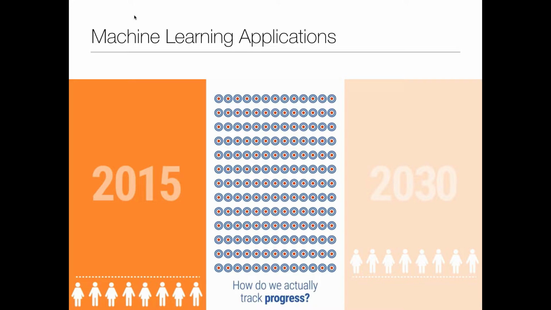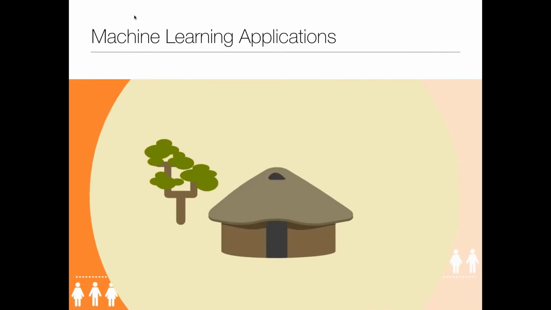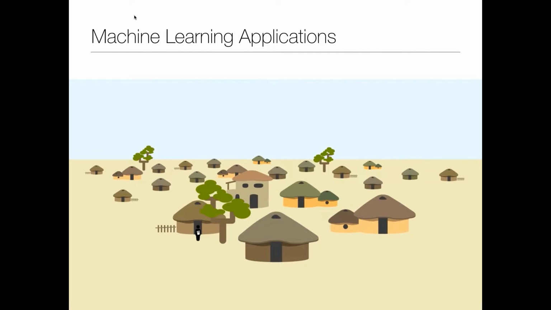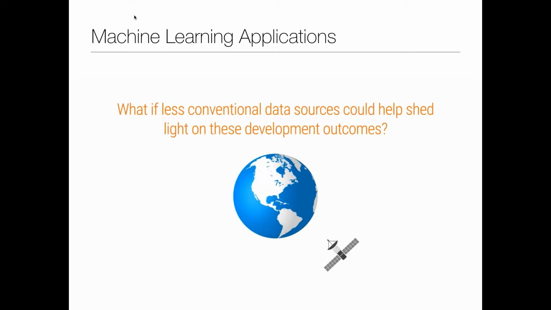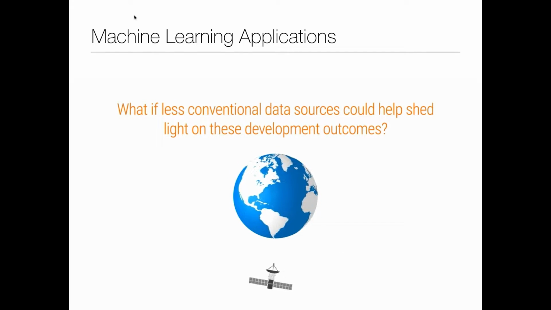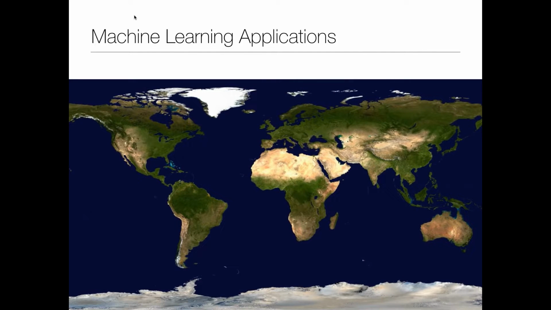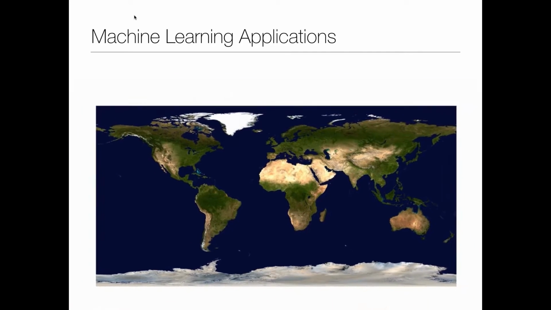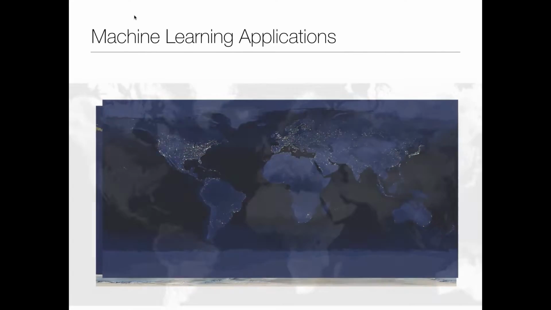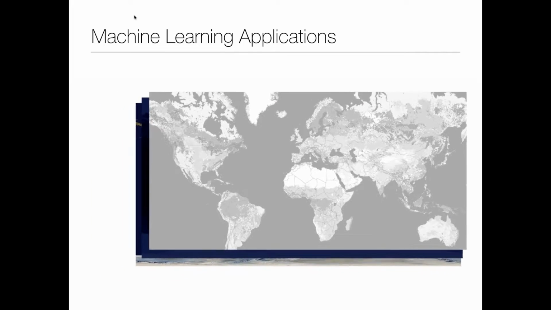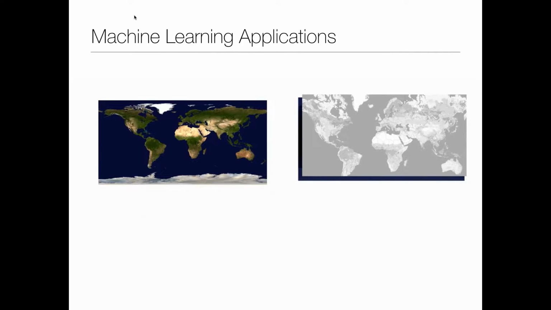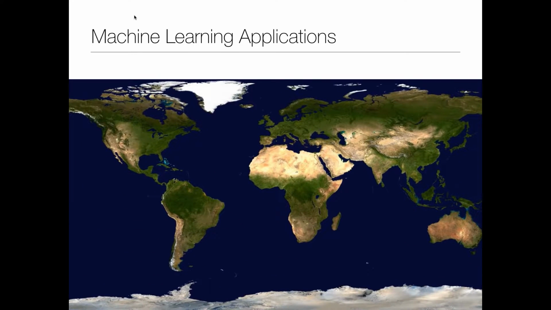But how do we actually track progress towards these goals? Right now, our ambitions exceed our capabilities. Most countries don't collect much data, and scaling up traditional household survey-based data collection efforts will be expensive. What if less conventional data sources could help shed light on these development outcomes? That's what our project does. We combine high-resolution satellite imagery with powerful machine learning algorithms to predict how rich or poor specific locations around the world are. But standard machine learning approaches to interpreting imagery work best when they have lots of data.